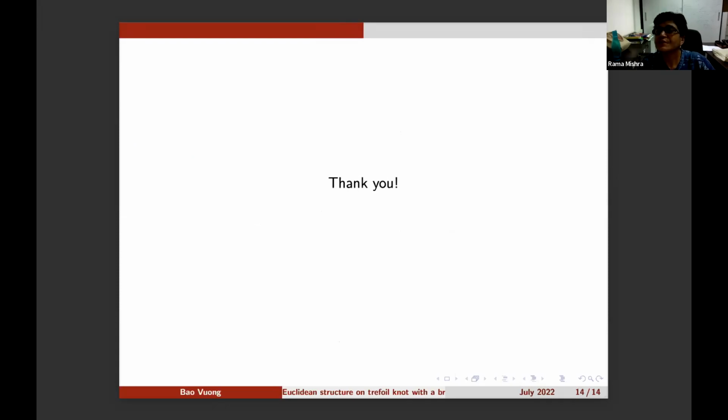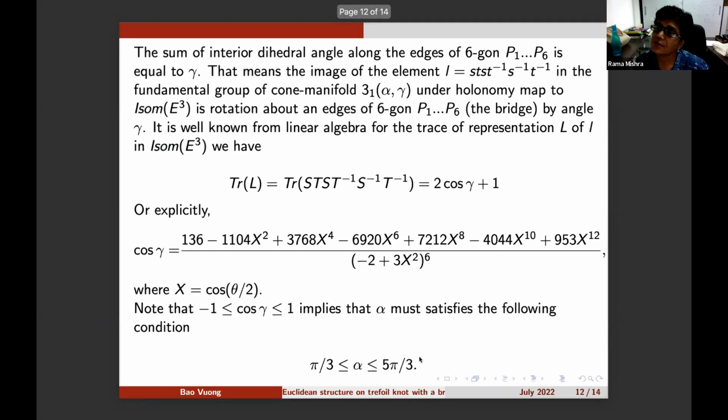Thank you. So are there questions from the audience? So what you did for the trefoil knot, can you generalize it to say (2,n) torus knots, or any other knot?